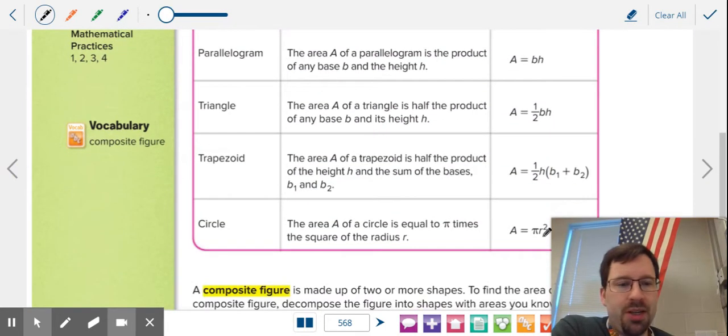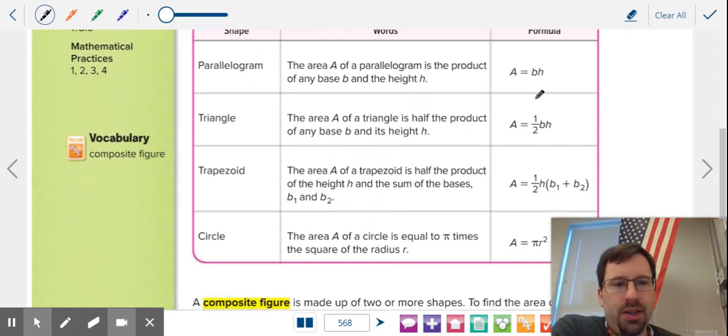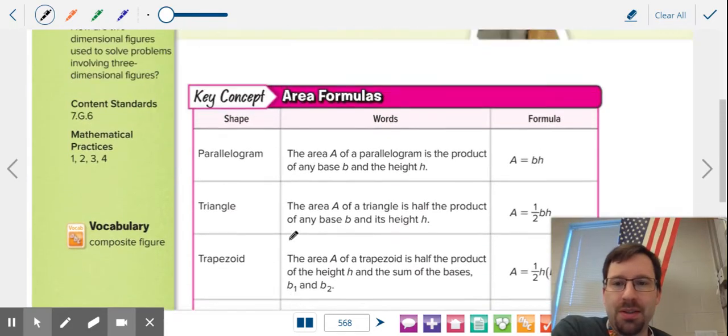So here are the shapes, and these will be on that formula sheet we've been compiling for class. Parallelogram. There's a picture of a parallelogram. It's the base times the height, so the base is the bottom, and the height is perpendicular to the base. So it connects the two bases. I guess you could say there's two bases there.